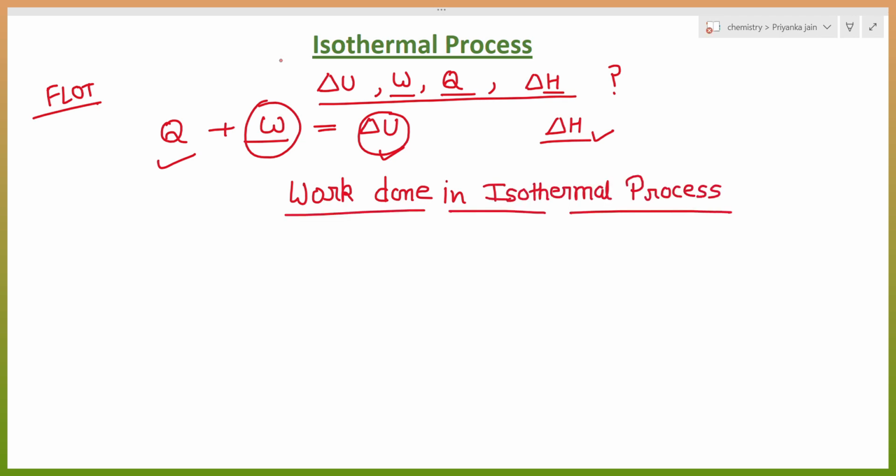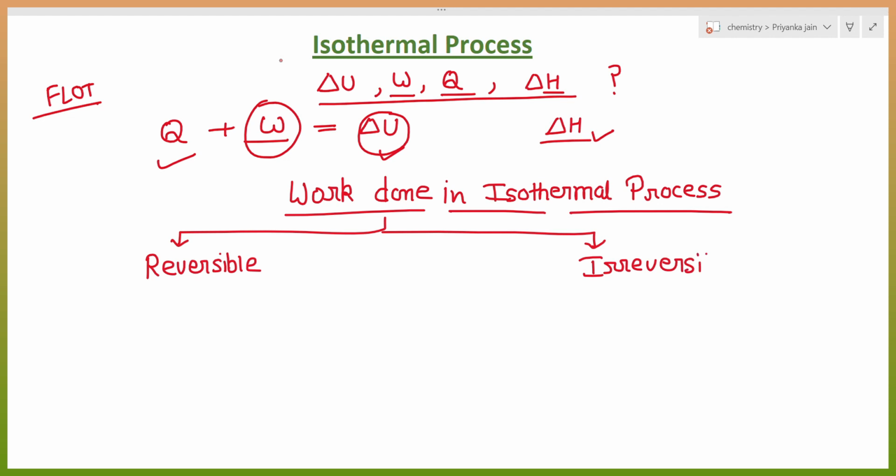See here, we know an isothermal process may be of two types: one is reversible and the other is irreversible. I have told you about these two processes in my previous lecture, but we are seeing them briefly here.